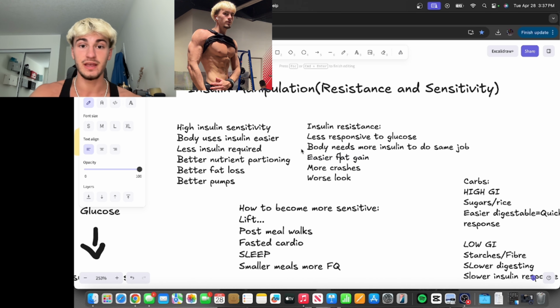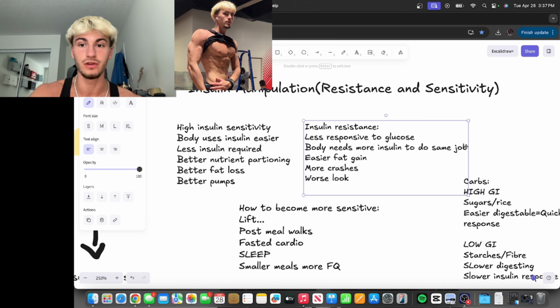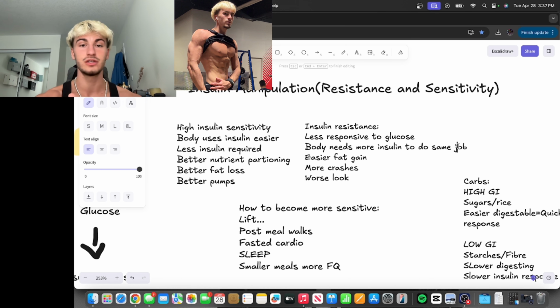Which makes it easier for fat gain because when your body needs more insulin, your insulin stays high for longer. And what I just said is when insulin's high, carbs are the main energy source. Your body doesn't burn fat. Insulin is a storage hormone, so your body says store, store, store. Okay? Easier for you to gain fat.